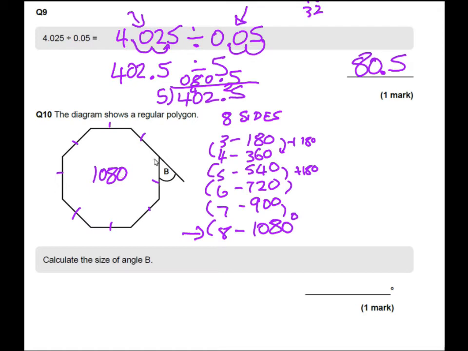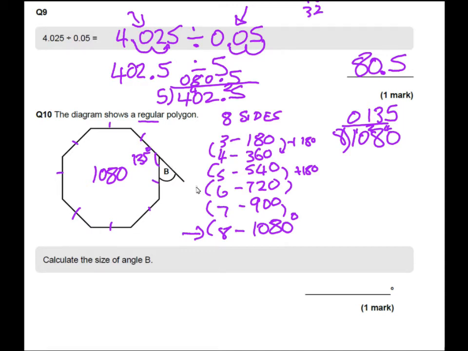So to work out what one of the angles is, because they're all the same, this is a regular polygon, so all of the angles are the same, we divide 1080 by 8. 8 doesn't go into 1, carry the 1. 8 goes into 10 once, carry 2. 8 goes into 28, 8, 16, 24, 3 times, remainder 4, and 8 goes into 40, 5 times. So the internal angle of our polygon, our octagon, is 135 degrees.